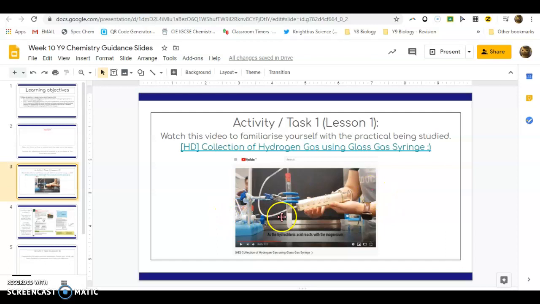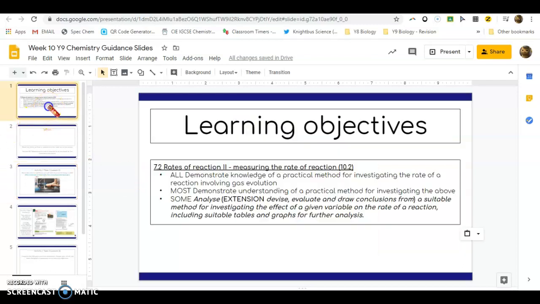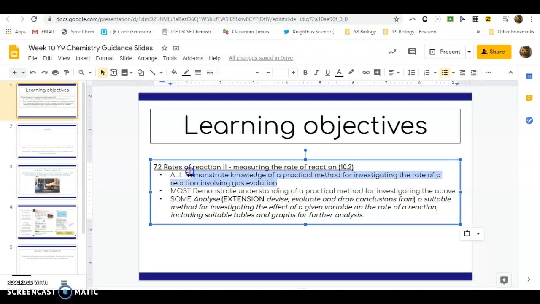Very good video. Actually, it talks to you about this piece of equipment called a gas syringe, which I'm afraid I don't have at hand to show you. Otherwise, I'd love to demonstrate it to you. Okay, so that's the all part. Demonstrate knowledge of a practical method for investigating the rate of reaction.